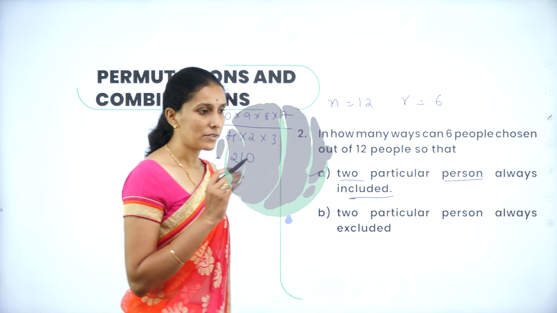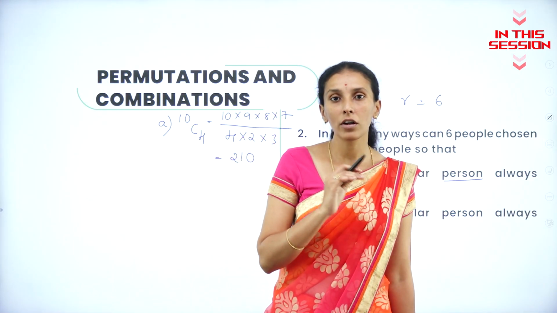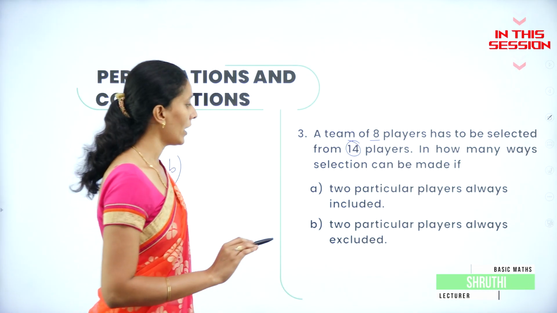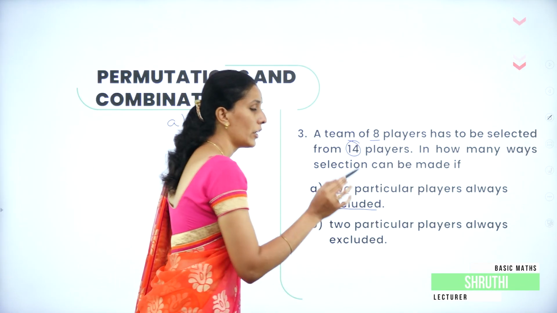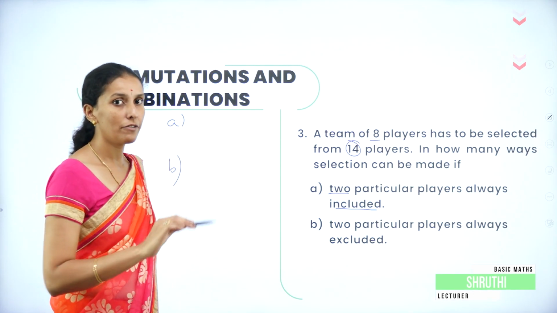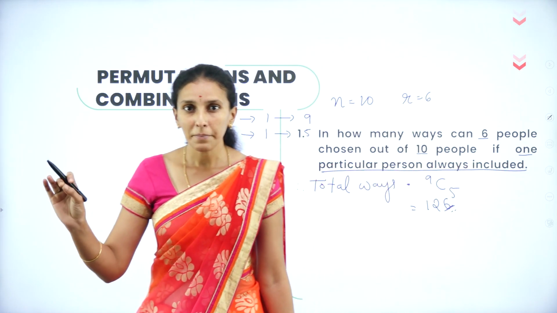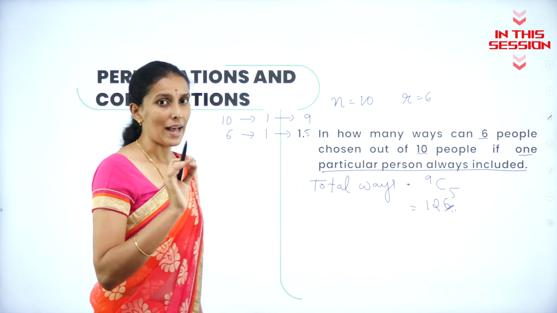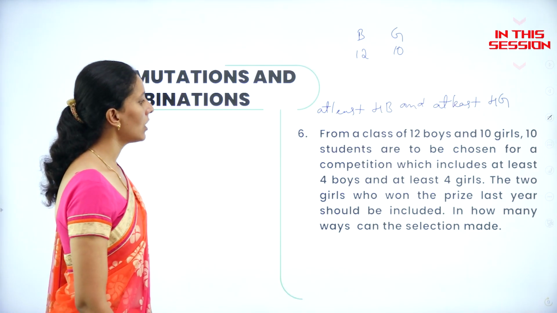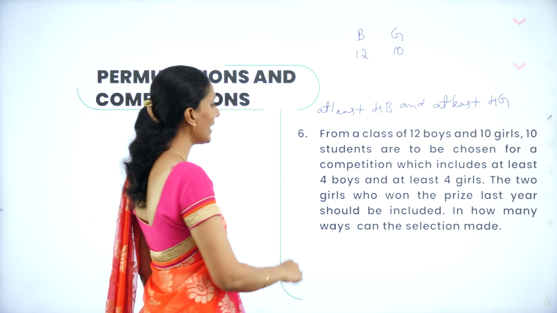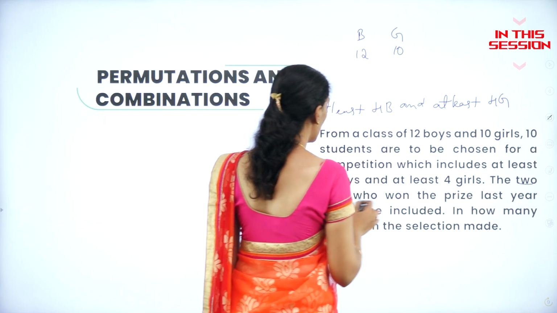So when it comes to excluded, we cannot take them into account. When it comes to included, the person should be included. You have to remove the person from N as well as R. So whenever you have a question like included, remove that person from the total as well as the selection. The two girls who won the prize last year should be included. So should be included. How many girls? Two girls here.